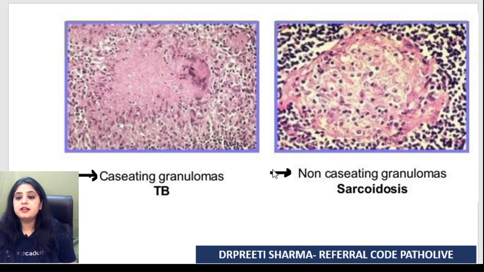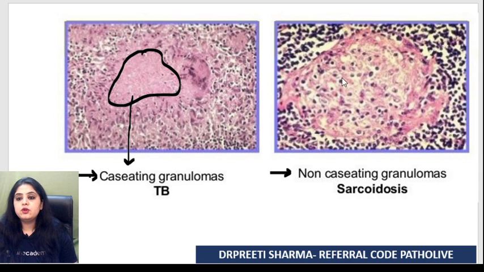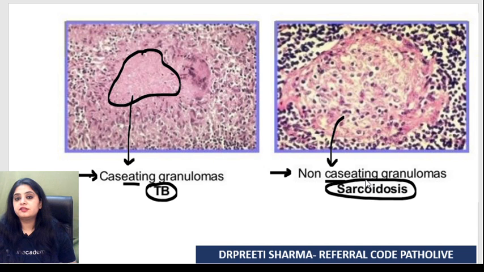How do I identify it? You can very well appreciate that in the center, I'm seeing some pinkish material over here. This means this is caseous necrosis. I am not seeing that material in the center over here. That means it is non-caseating granuloma. Remember, caseating granuloma, caseous necrosis, is more a feature of TB. Non-caseating granuloma is more a feature of sarcoidosis.